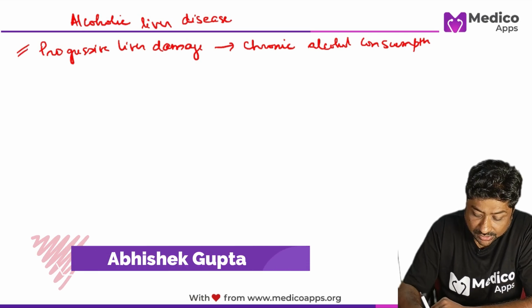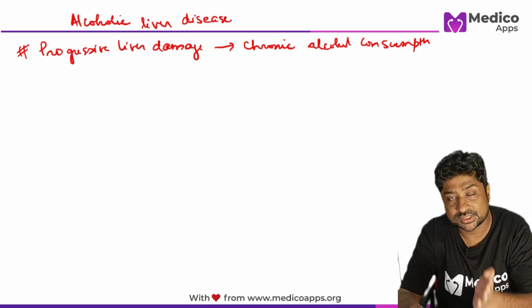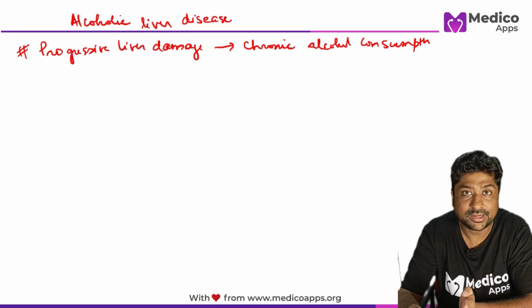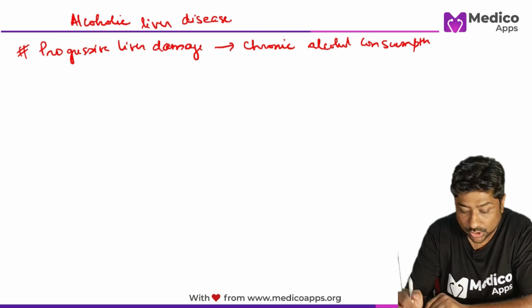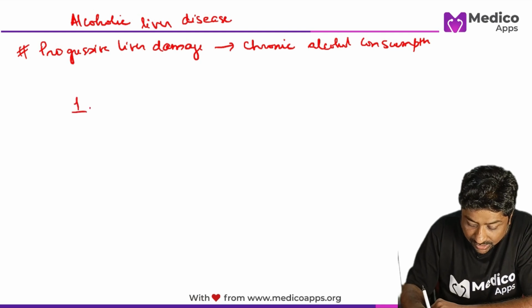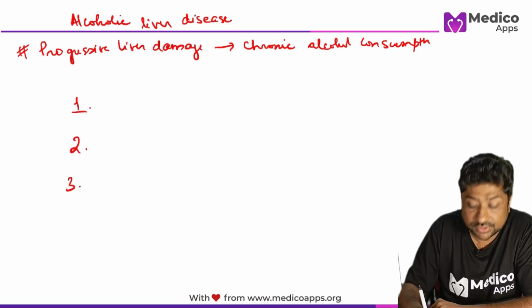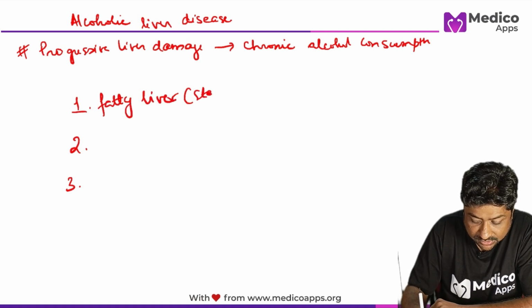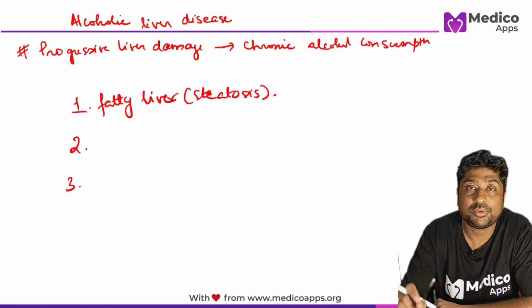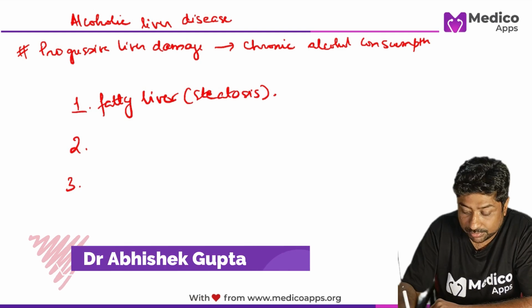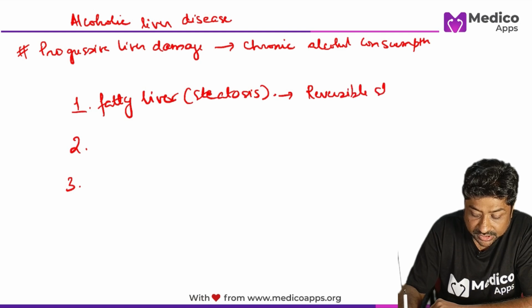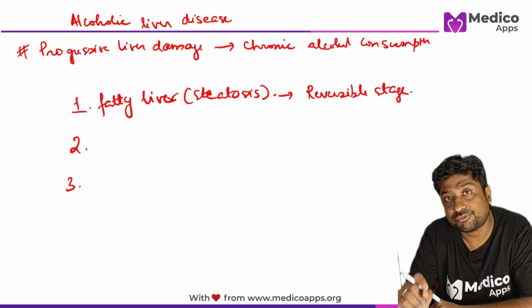Alcoholic liver disease is a spectrum disease. It starts with a fatty liver, progresses to alcoholic hepatitis, and then to alcoholic cirrhosis. So there are three stages of alcoholic liver disease. The first is fatty liver, also called steatosis. In this stage, there is a reversible accumulation of fat in the hepatocyte. Remember very importantly that this is a reversible stage.